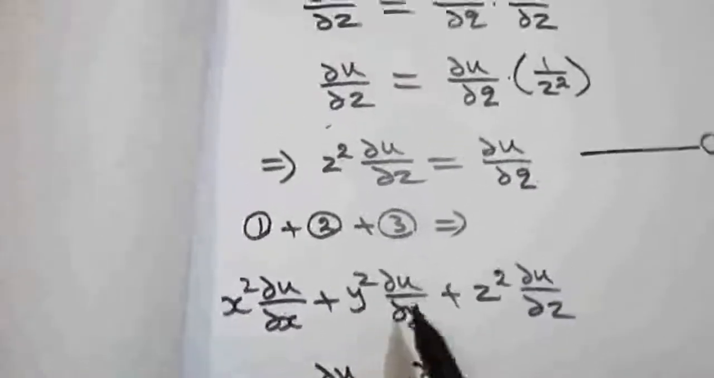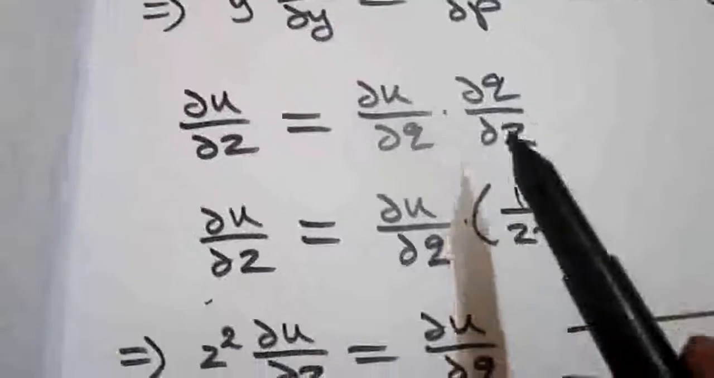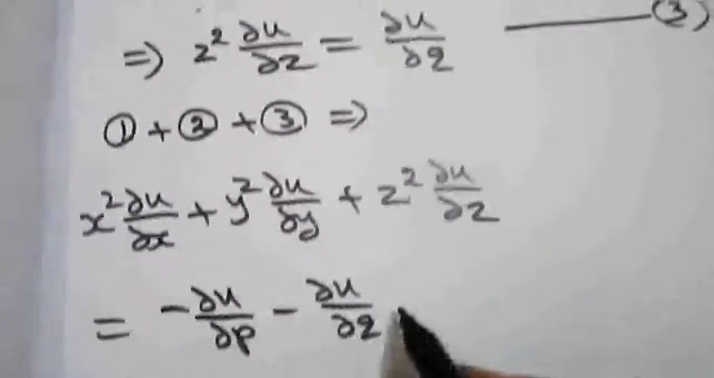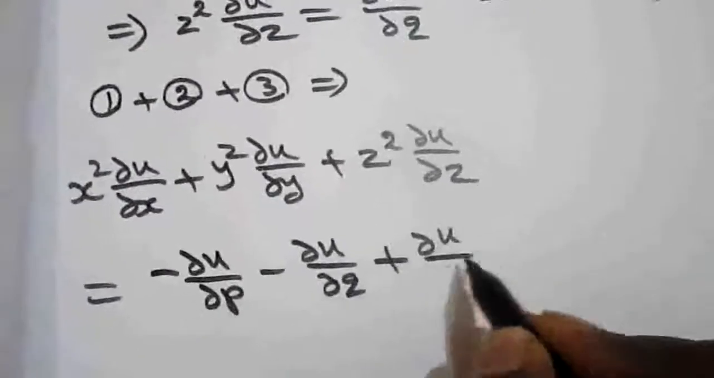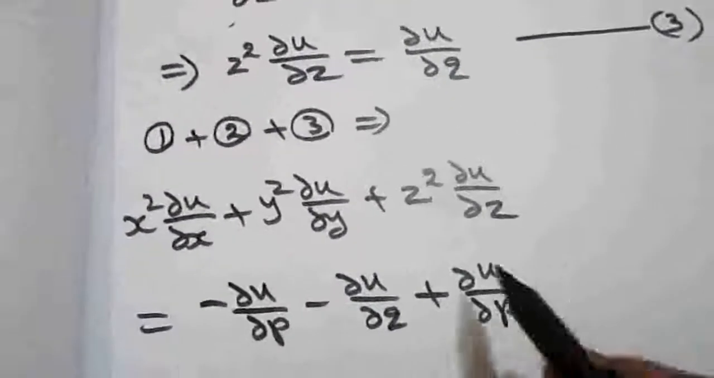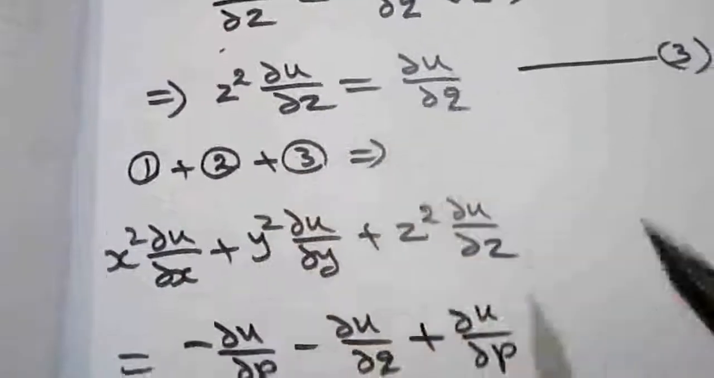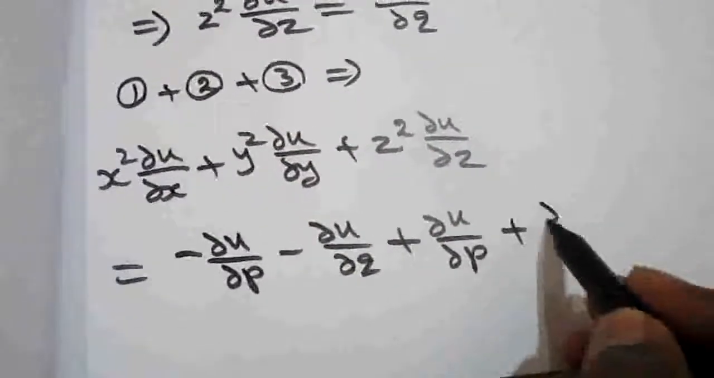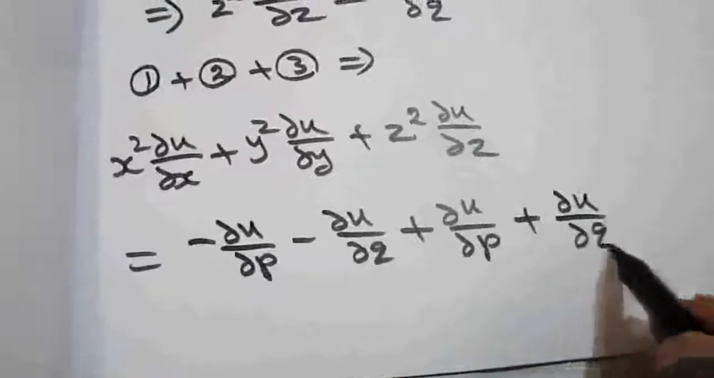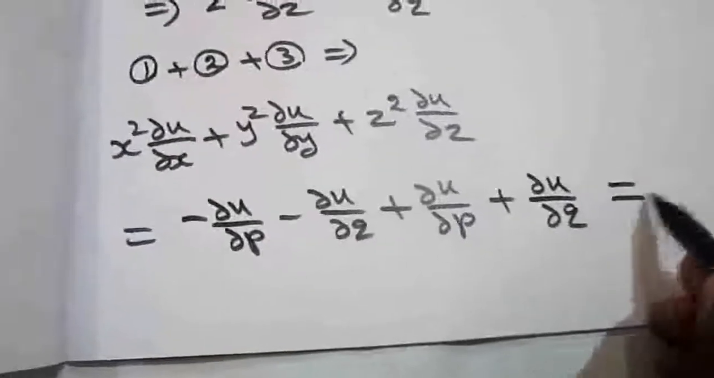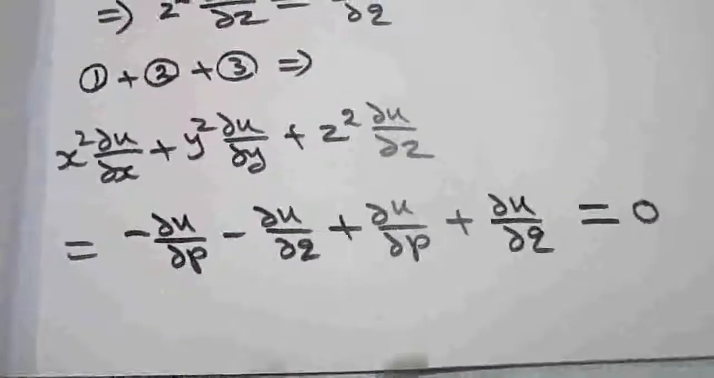And y square ∂u/∂y is ∂u/∂p, so plus ∂u/∂p. And now next z square ∂u/∂z, already we found z square ∂u/∂z is ∂u/∂q, plus ∂u/∂q. Now plus and minus cancel, minus and plus cancel, the answer is 0. So 0 is the answer of the problem.